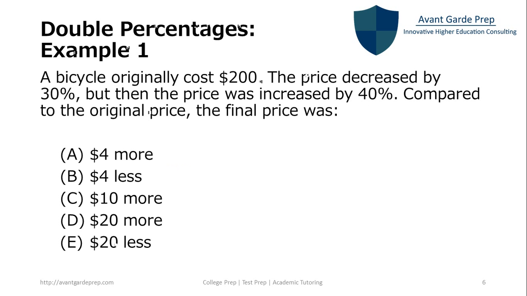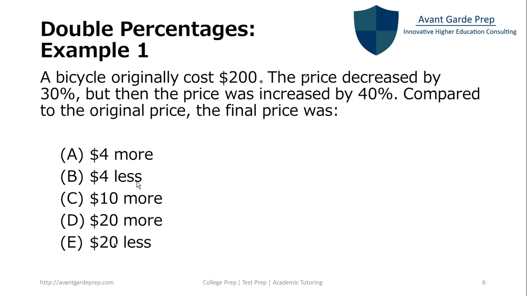Our next problem is going to look at a double percentage change. Here, this problem reads, a bicycle originally cost $200. The price decreased by 30%, but then the price was increased by 40%. Compared to the original price, the final price was A, $4 more, B, $4 less, C, $10 more, D, $20 more, or E, $20 less.